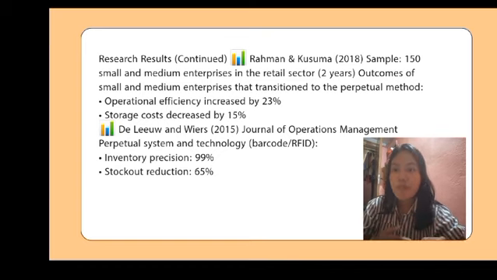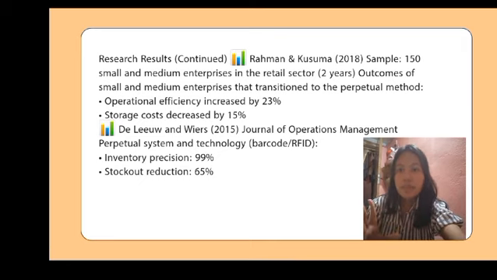International research by DeHoratius and Raman, published in the Journal of Operations Management, shows that the application of the perpetual system can increase supply accuracy by 99%, reduce stock out by 65%, and increase customer satisfaction significantly.